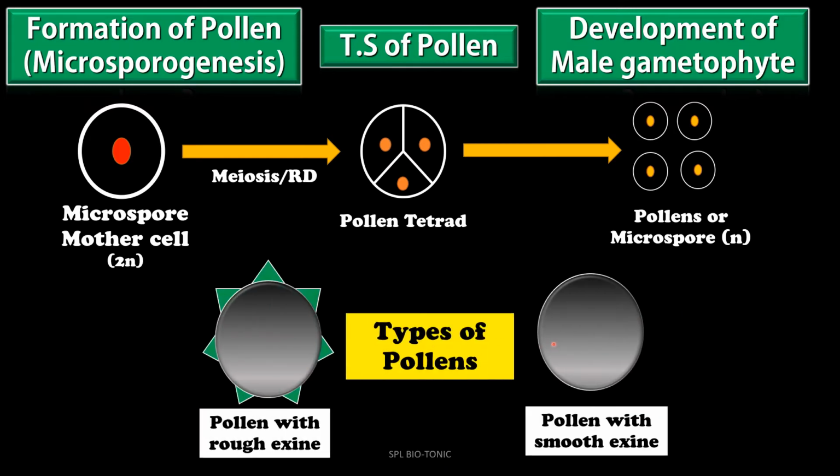Students, these pollens may have rough surface or smooth surface. The pollens with rough surface are found in those plants which undergo pollination by biotic type of pollinating agents such as insects and birds. Smooth surface pollens are found in those plants which undergo pollination by abiotic agents such as wind or water.